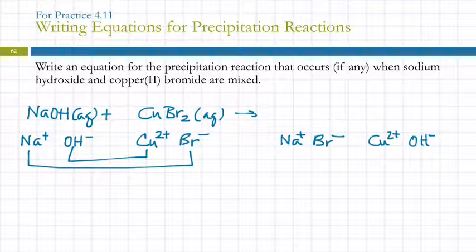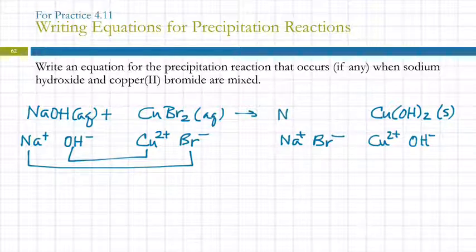Copper and hydroxide are going to get it on. Do people still say that? I'm dating myself. So I need 2 hydroxides, and I'm going to put S here. That's the solid, that's the precipitate that forms. Sodium and bromide are still aqueous, just hanging out with each other.